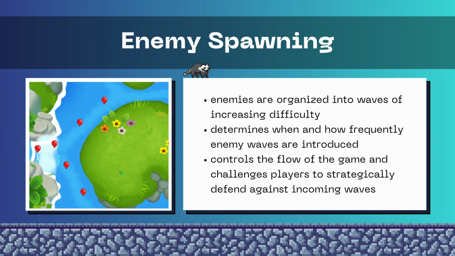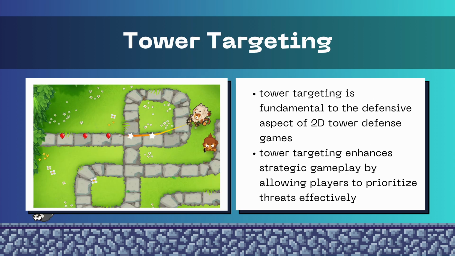In tower defense games, enemies are normally set in waves, meaning all enemies are spawned in at once. This also determines how frequently enemy waves are introduced, meaning that waves of enemies are spaced with a set time so that players are given time to prepare for the next wave. Adding to that, enemy spawning also controls the flow of the game, forcing the player to make strategic decisions regarding defense.